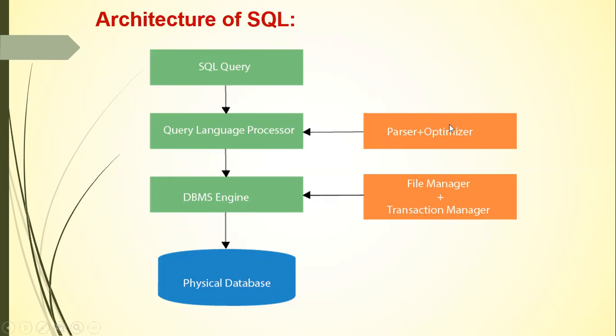Optimization means we reduce some code, and some anomalies or redundancies, from that particular query without changing the meaning of the query. That is nothing but the optimizer. That's why the DBMS engine can execute the particular task very easily. The combination of these two helps the query language processor, and the query is processed, and that processed query is given to the database engine.